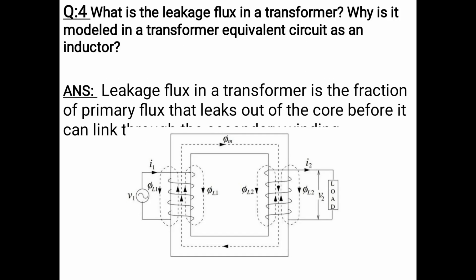What is leakage flux in a transformer? Why is it modeled in a transformer equivalent circuit as an inductor? The leakage flux in a transformer is a fraction of the primary flux that leaks out of the core before it can link the secondary. It is modeled as an inductor. Next.